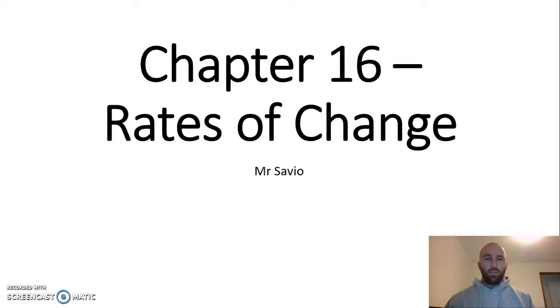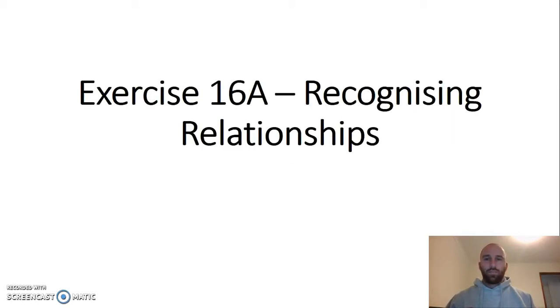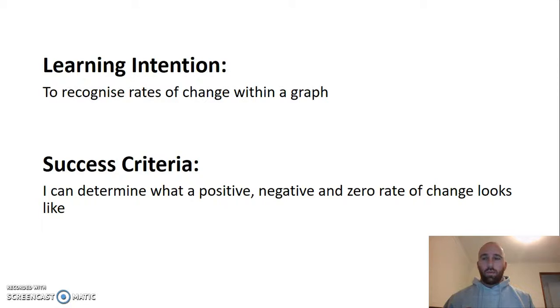So I'm just going to go through the slides, hopefully it's going to make sense, and then right at the end you're going to have a few questions. Okay. So we're starting with exercise 16A and recognise relationships. Mainly recognise what is a positive trend, what's a negative trend, and what is a zero relationship. This links a lot with if we're walking up the hill or walking down the hill type slope. Okay, so our learning intention today is to recognise the rates of change within a graph.